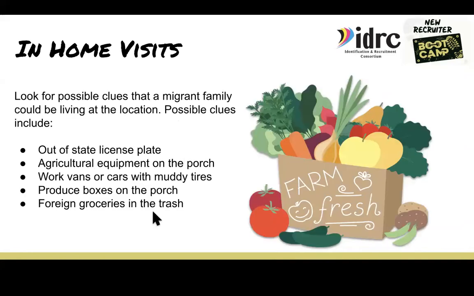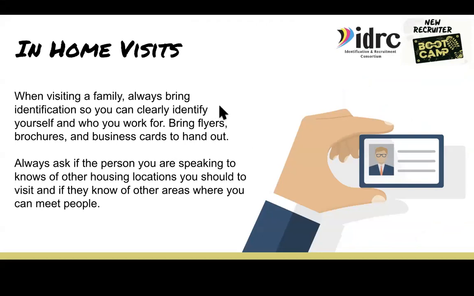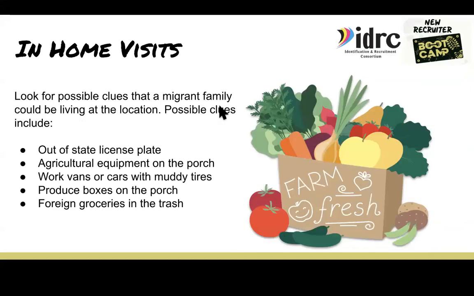As you're out in the community, looking around at housing sites, trying to recruit at housing visits, going door to door, checking on every single door, you want to make sure that you keep your eyes open and look for possible clues that a migrant family might be living at the location that you're visiting. Some possible clues include out-of-state license plates. Oftentimes, when migrant families are moving in from out of state, they're going to have a license plate from another state. And so be on the lookout for those.